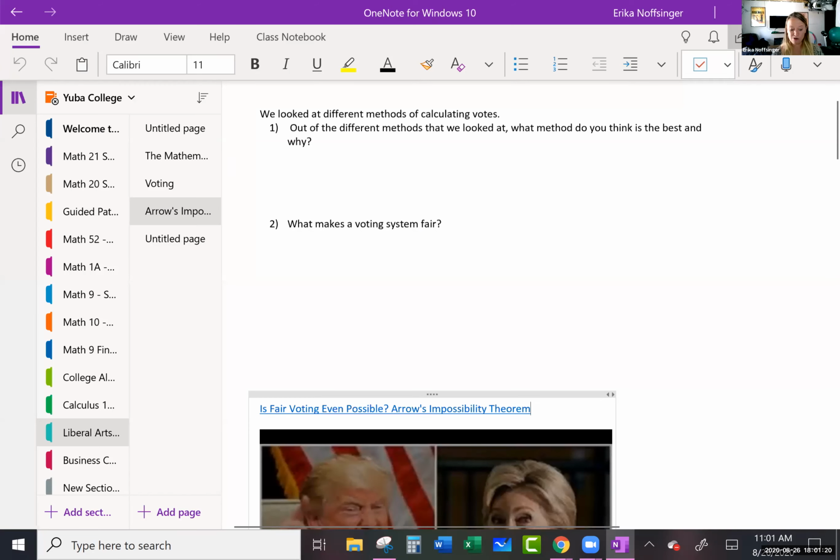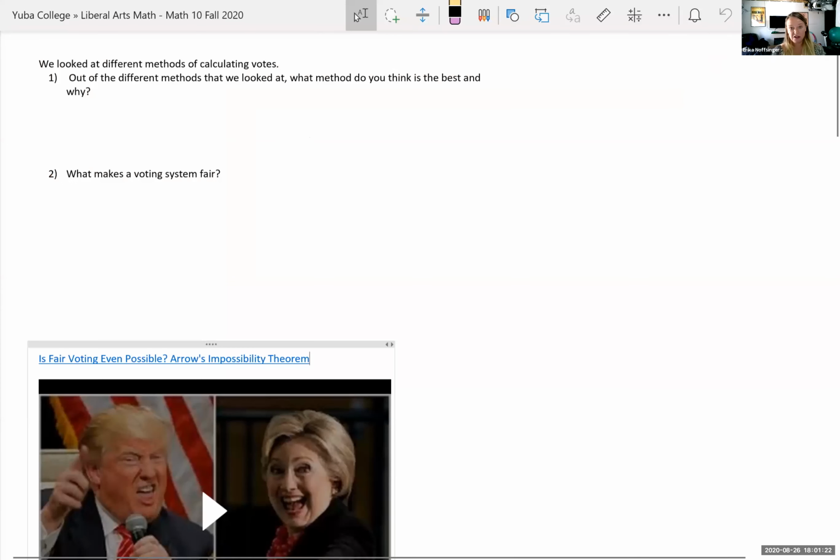So basically our question is, out of all those different voting methods that we looked at, is there one that is better than the others? We kind of discussed that a little bit in the last class period. And if you found that one is better than the others, could you defend your answer? Why do you like that one better? And why do you think that one works the best? And then the next question to ponder is, what makes a voting system fair?